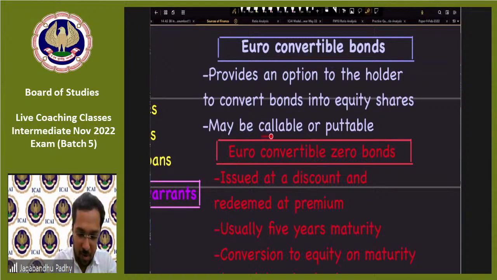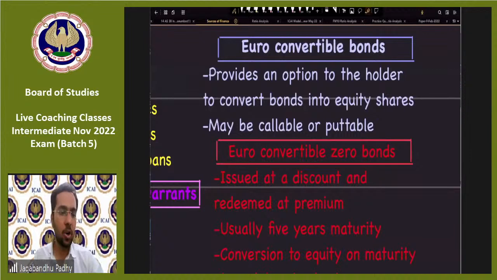Now they may be callable or puttable. Now understand what these terms callable and puttable are. Callable means the company can redeem the debenture or redeem the bond before maturity. Before the due date, the company can redeem the bond. That's the callable bond. Puttable bond means these are the bonds which, as an investor, I can give back to the company and ask for the money.